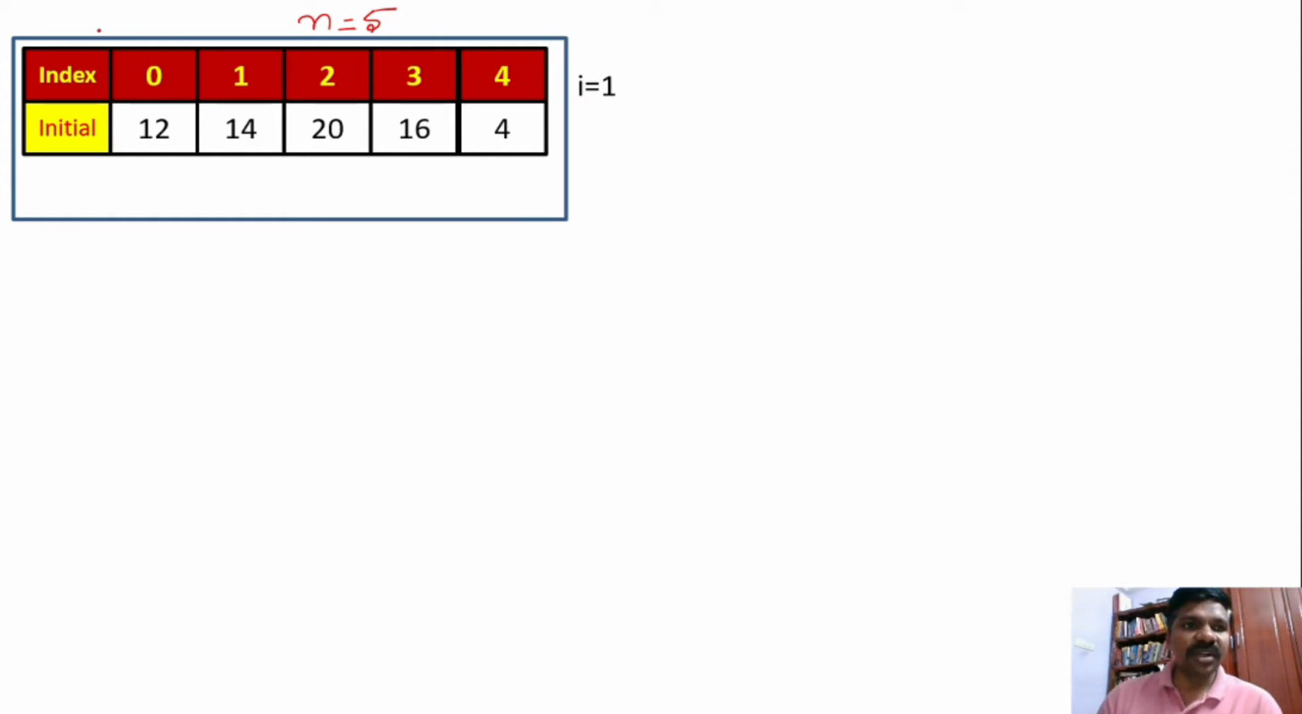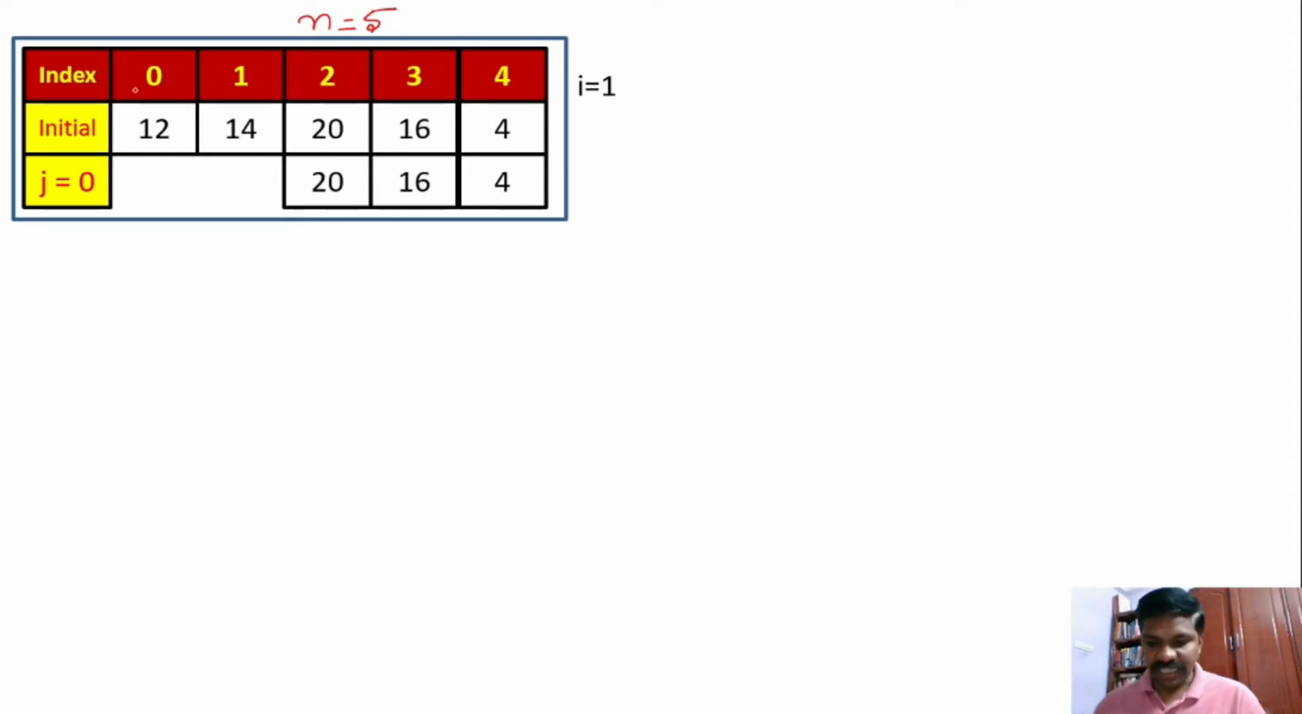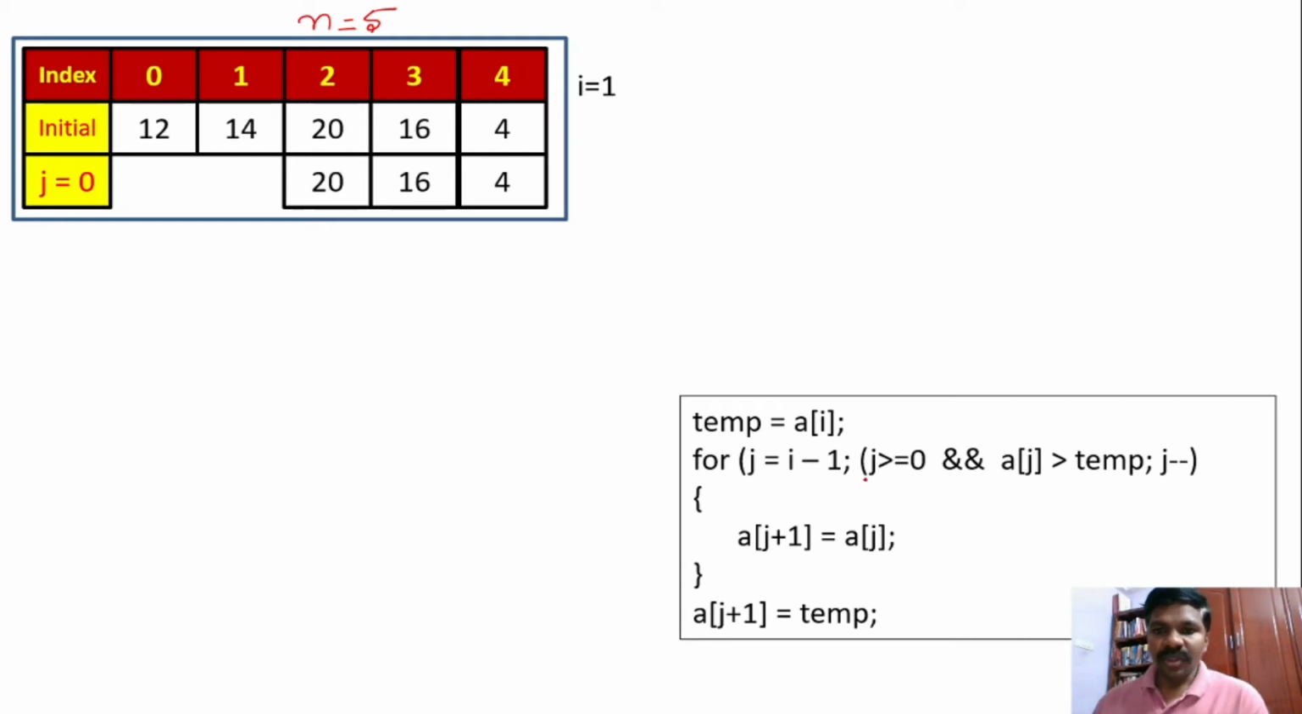First I will start with the outer loop. This is the first outer loop, which starts with i equal to 1. That means the first element is compared with the previous elements. I am not touching the 2nd, 3rd, 4th elements. Only the first element will be compared with the previous element. Now the logic behind this insertion sort is this. First I will take temp equal to a of i.